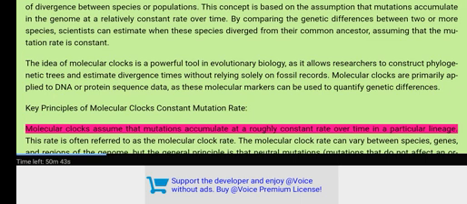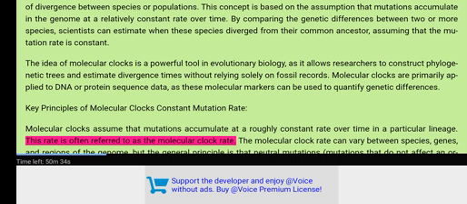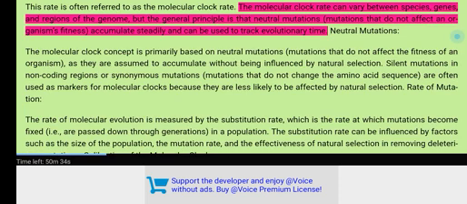Key principles of molecular clocks: constant mutation rate. Molecular clocks assume that mutations accumulate at a roughly constant rate over time in a particular lineage. This rate is often referred to as the molecular clock rate. The molecular clock rate can vary between species, genes, and regions of the genome, but the general principle is that neutral mutations, mutations that do not affect an organism's fitness, accumulate steadily and can be used to track evolutionary time.